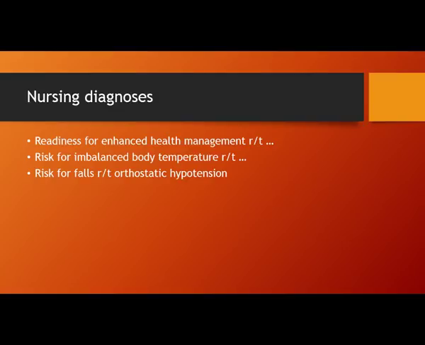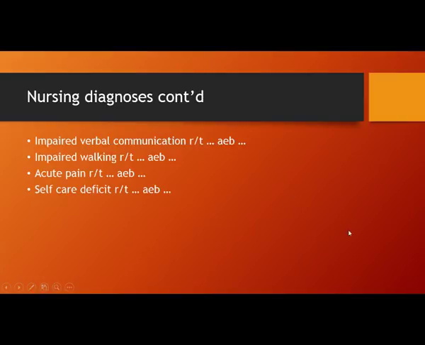Or perhaps we discover that our patient is one of those that's not normal. When she stands up, her blood pressure drops precipitously, and she even talks about being dizzy. We might diagnose her with risk for falls related to orthostatic hypotension. Those were the health promotion and risk diagnoses.